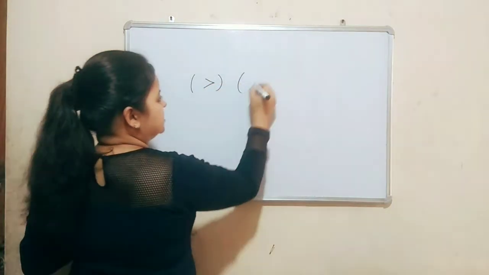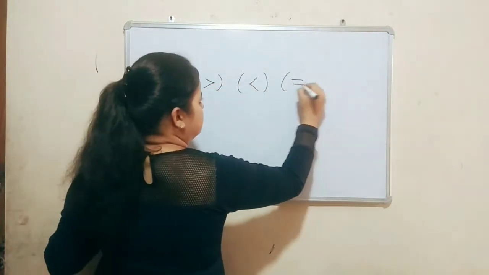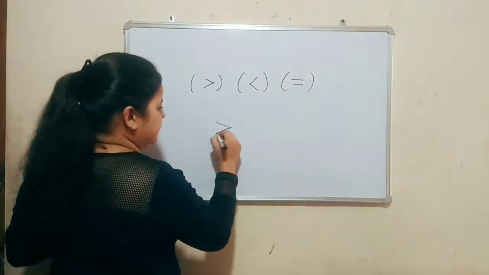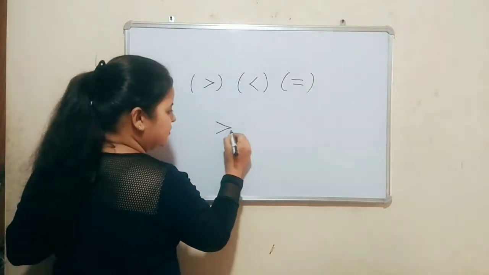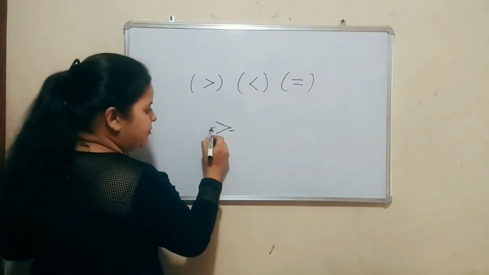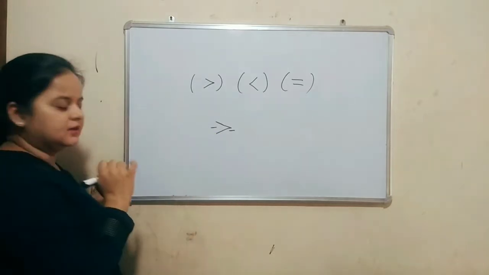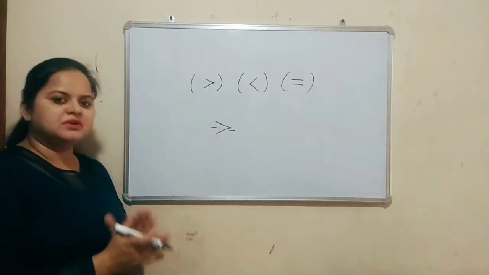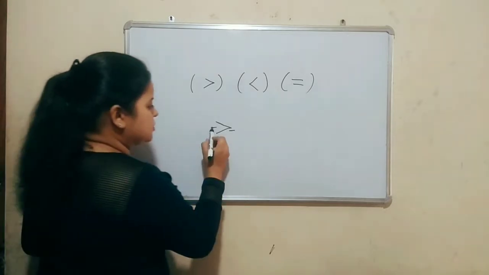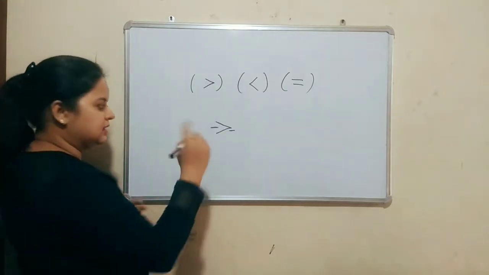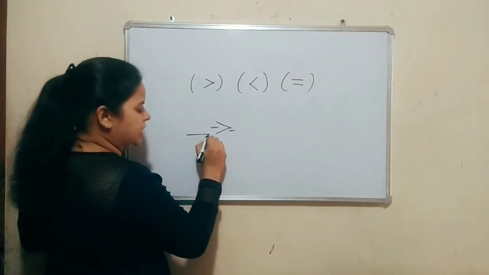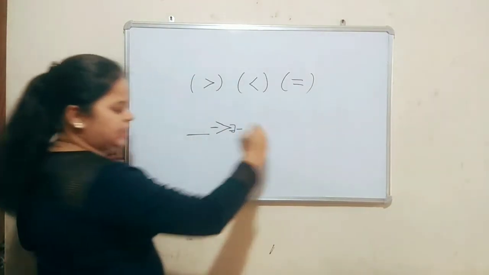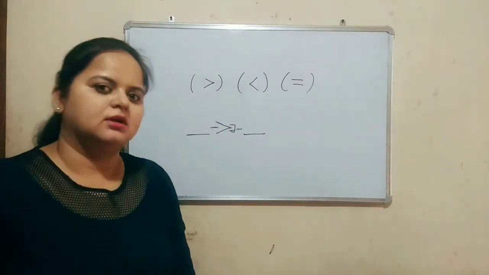We have these three signs for comparison of numbers. Look, this sign is closed from one side and open from another side, open like an open mouth. Always remember that this open side shows the greater number. Here we have to write the greater number, and on this side we have to write the smaller number. Okay.